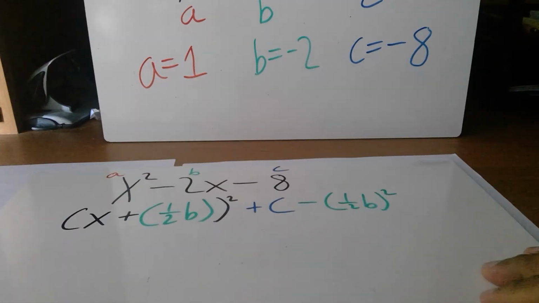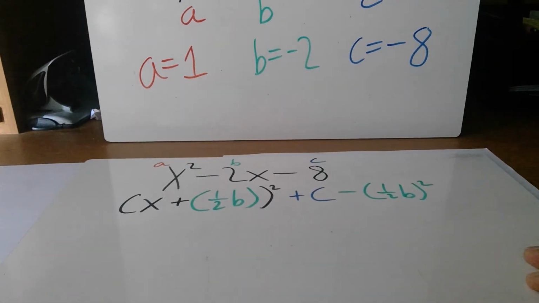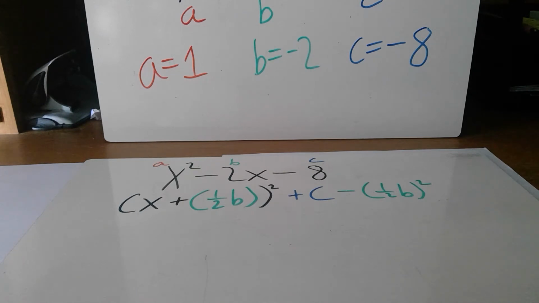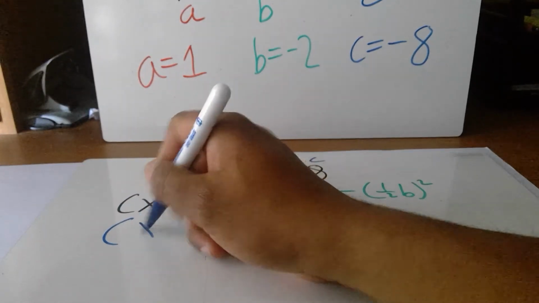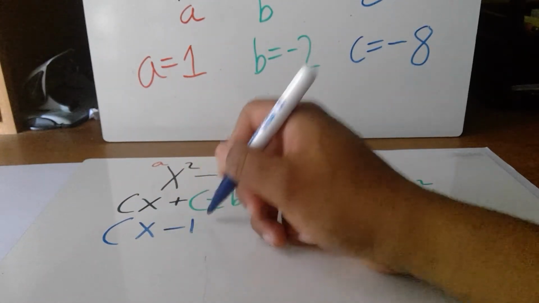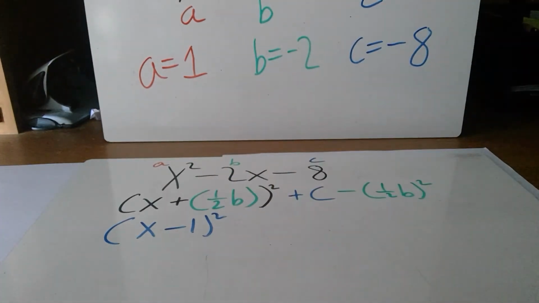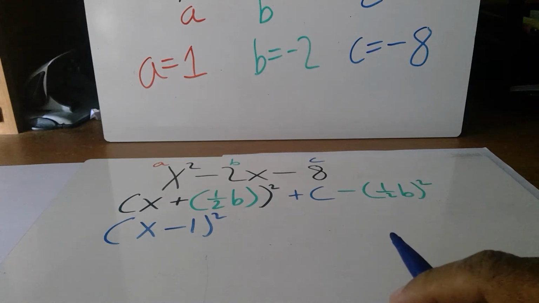Here is my trinomial right here. Now the trinomial is once again x squared minus 2x minus 8. So half of b, half of -2, well that would be -1. So I have here x minus 1 squared. Now that means our horizontal movement is 1 unit to the right.